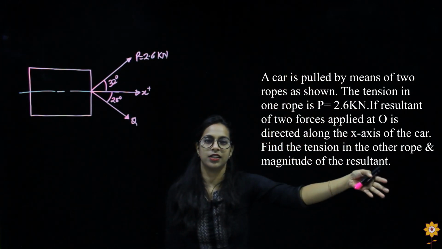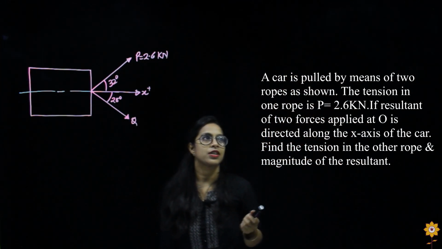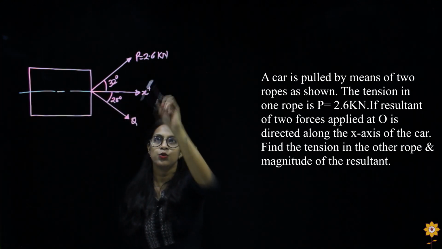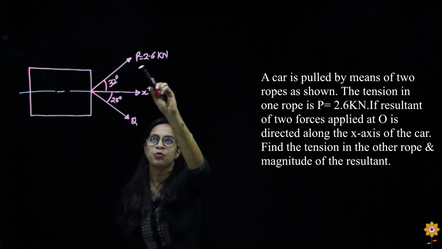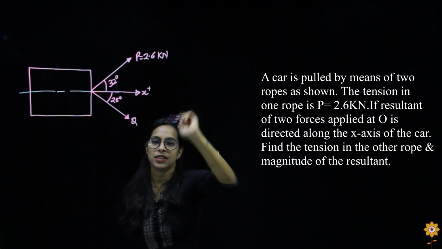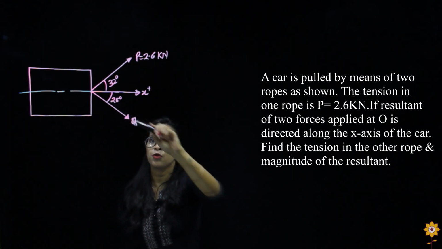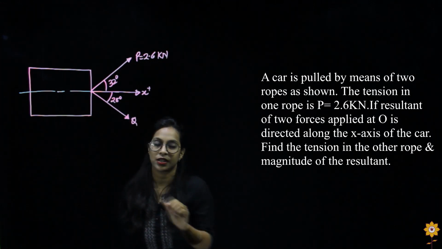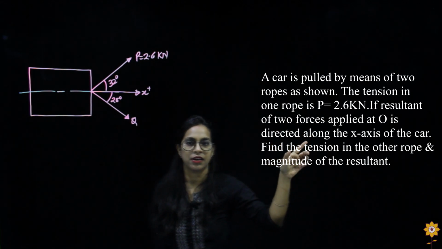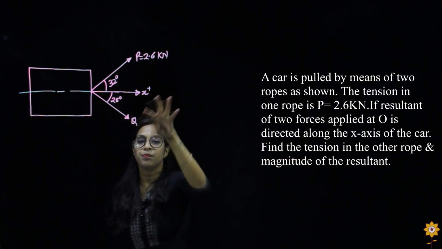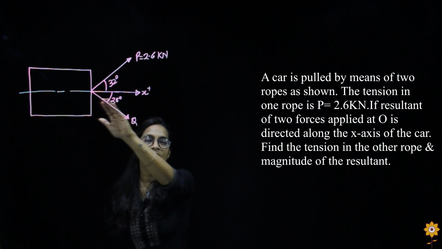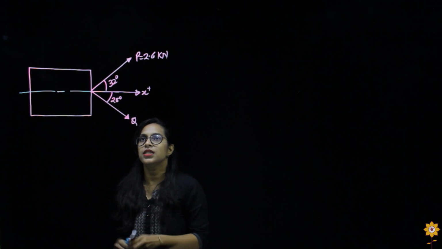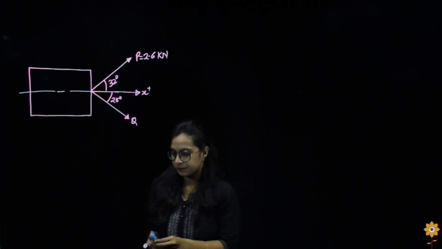So this is the question here. As you can read, it says this is a car which is pulled by two ropes, one rope being pulled by a force of 2.6 kilonewton and another force in the other string. We have to find the tension in this string. But the important sentence here is that the resultant on the car is directed along the x-axis. So now let us start resolving the forces here.